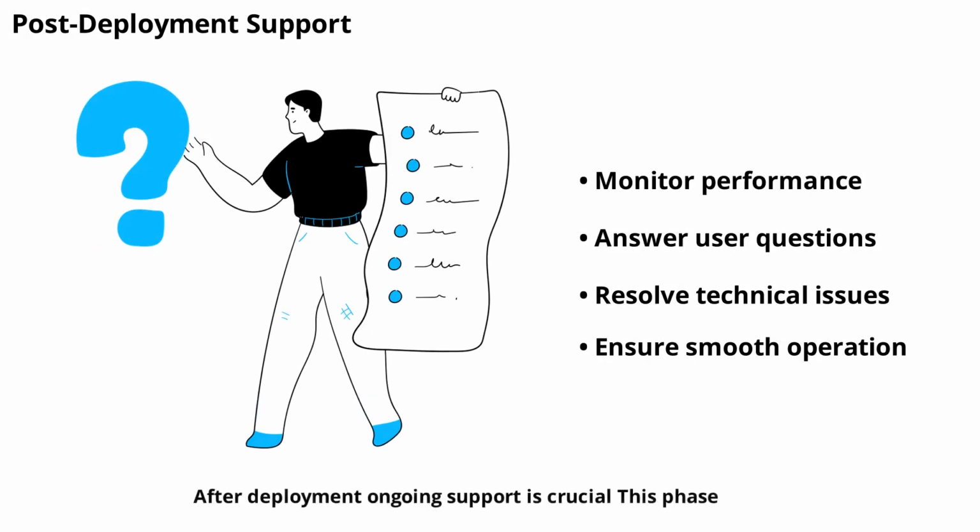After deployment, ongoing support is crucial. This phase, lasting 2 to 4 weeks, involves monitoring system performance, addressing user questions, and resolving any technical issues. Providing timely support helps users adapt to the new system and ensures your DLP solution operates effectively from day one.